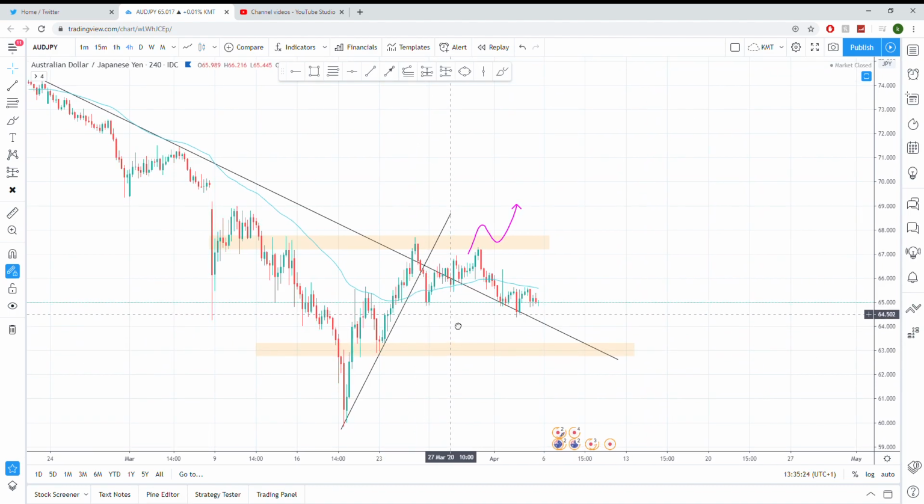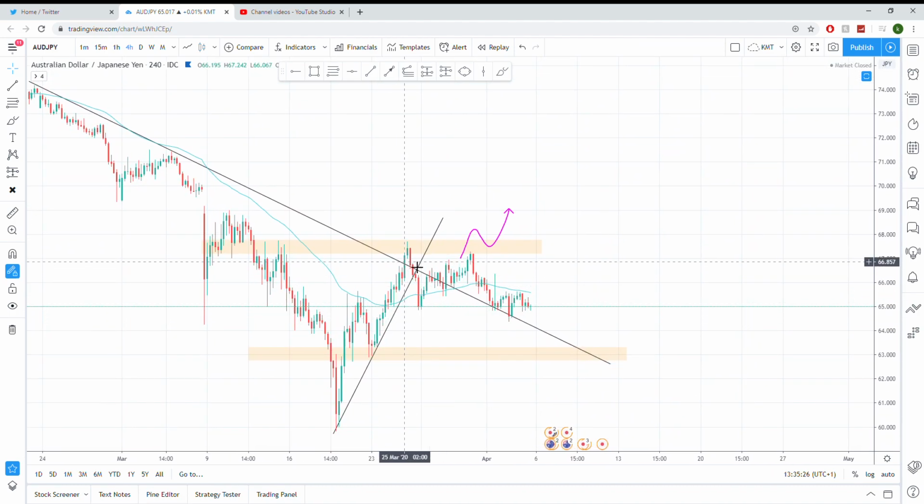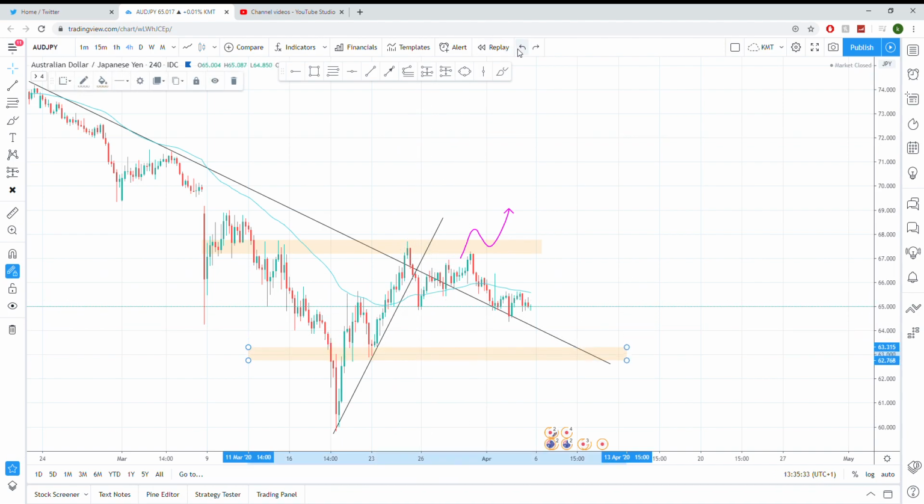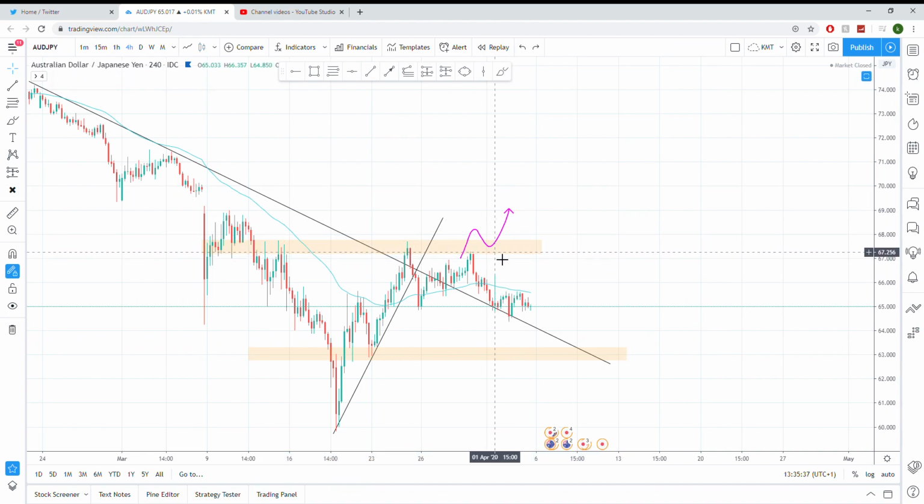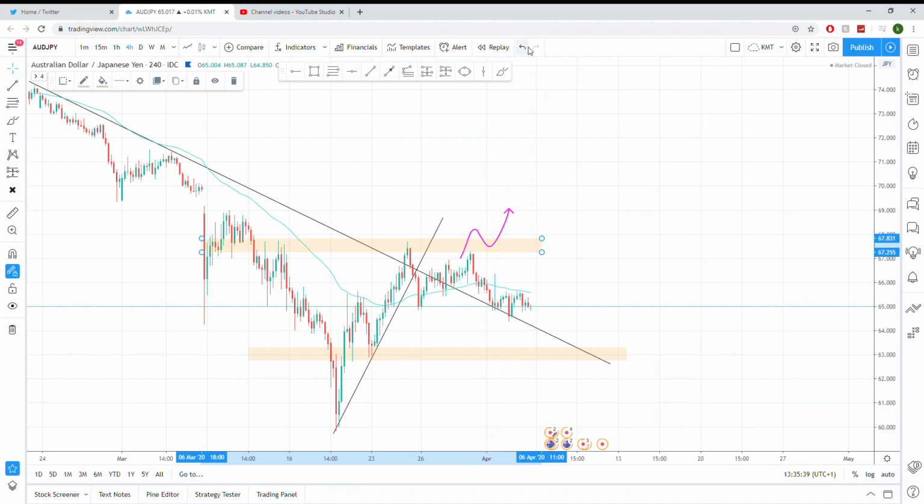In regards to Aussie dollar to the Japanese yen, the zones are still exactly the same, no real change here, except I drew this one in. This is if we are looking to sell, but for this zone here, just to give you a refresher, it's at 67.195 to 67.771. Again, push to the upside, pull back, and again push to the upside.